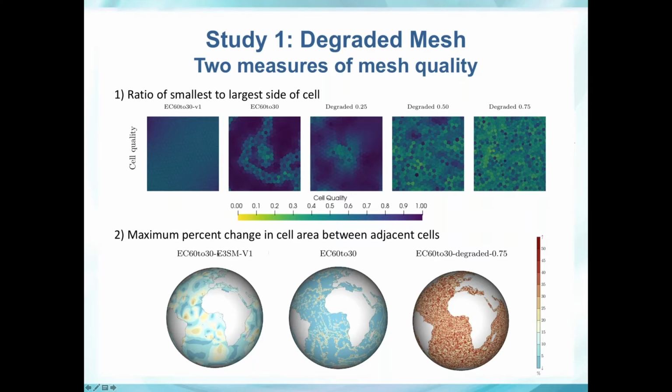The second metric was one developed by Andrew Roberts, which is the maximum percent change in cell area between adjacent cells. So again, you have the old mesh creation method, Jigsaw, and then our most degraded mesh. And what you can see here is the old mesh creation method sort of spreads out that change, whereas the Jigsaw meshes have areas of very even cell quality separated by these seams, and then the degraded mesh is just overall pretty terrible, which is what we wanted to look at.